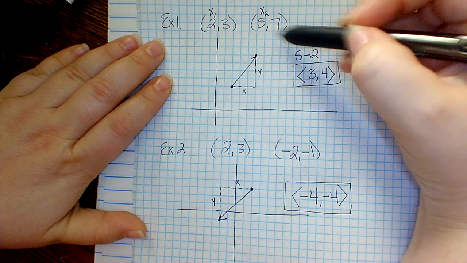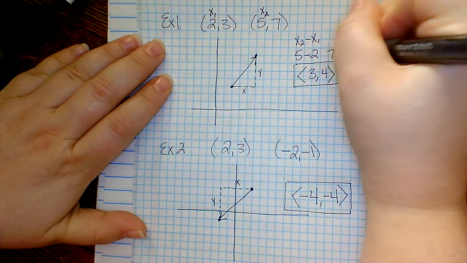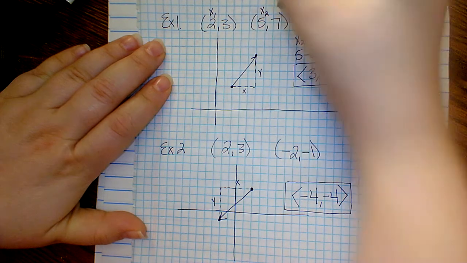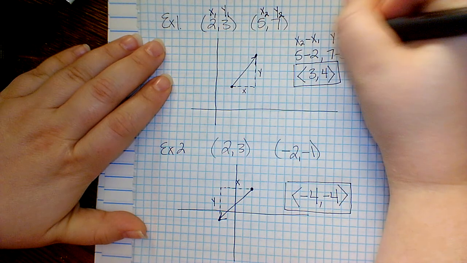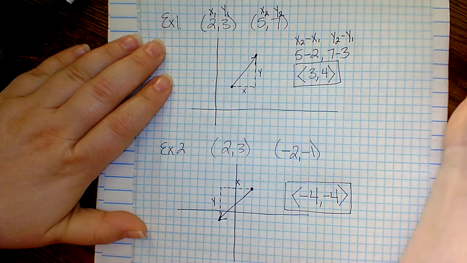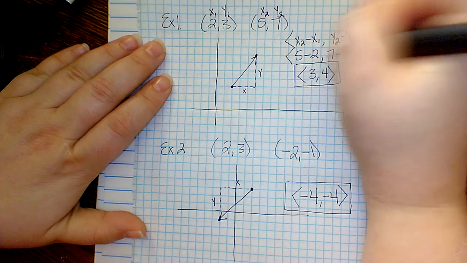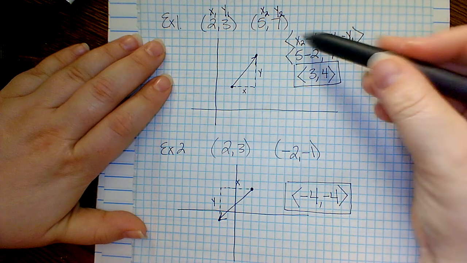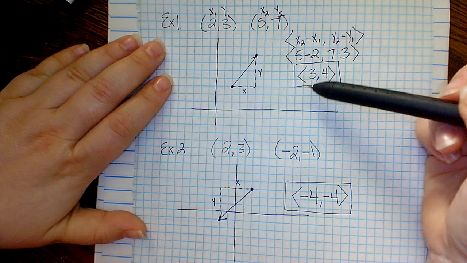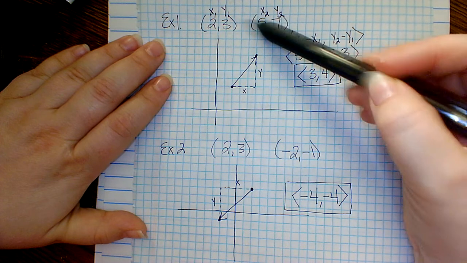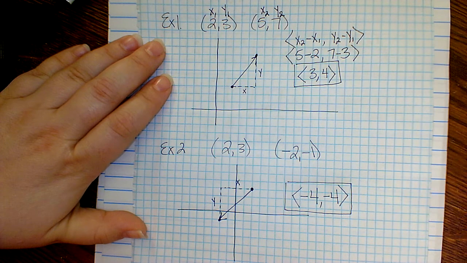To get this y component, it was 4. If you compare 3 and 7 here, 7 minus 3 gives us 4, right? That's taking the second y value and subtracting the first y value from it. So this is how you can find the component form algebraically without having to draw the picture. To find the x component, you just subtract the x coordinates. To get the y component, you just subtract the y coordinates.